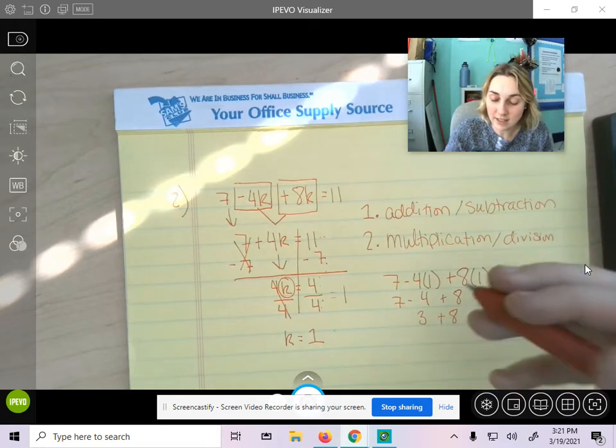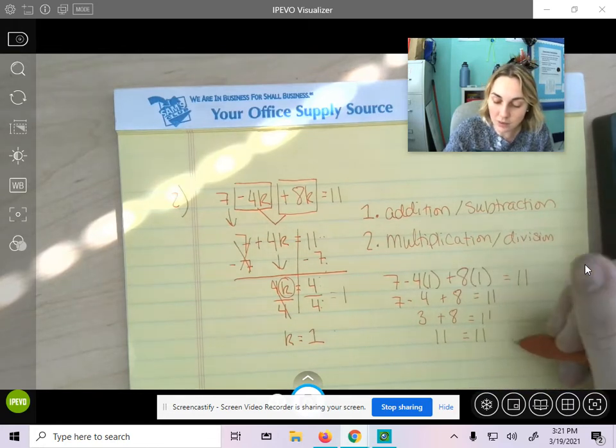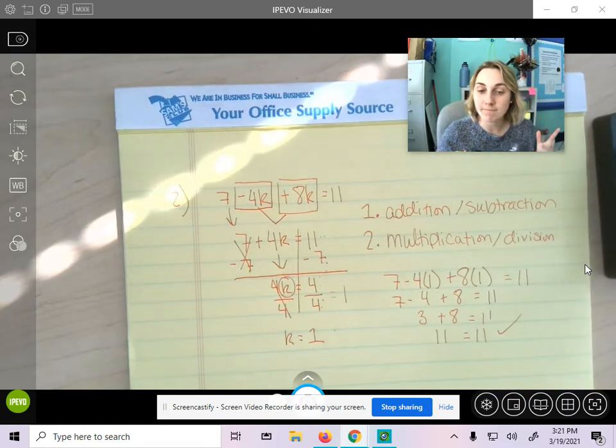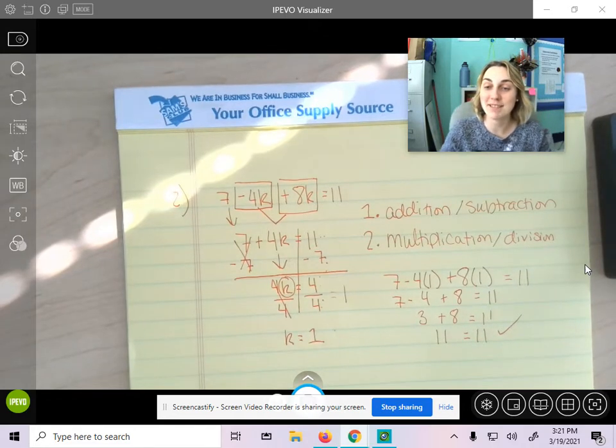3 plus 8 is going to give us 11. So this works out. Sorry, k is going to be equal to 1, because if we plug it in, it is equal to 11.